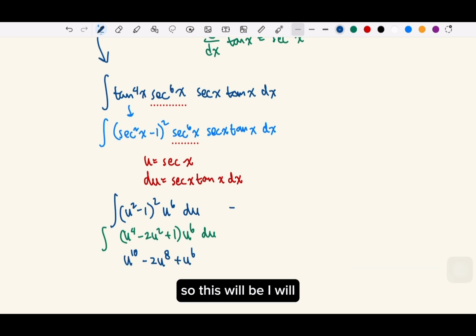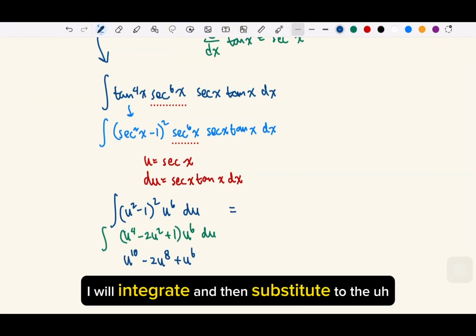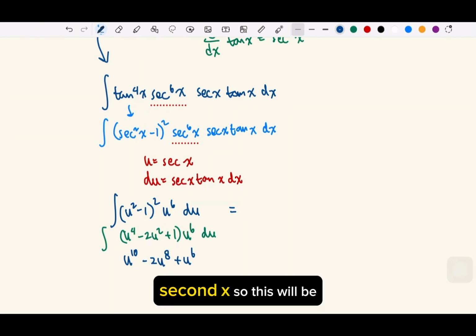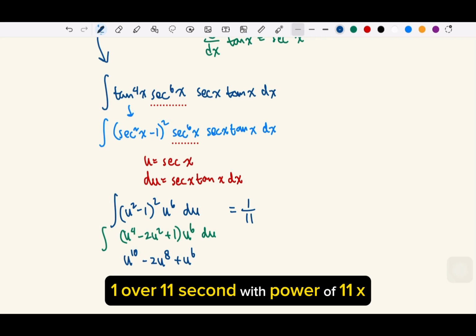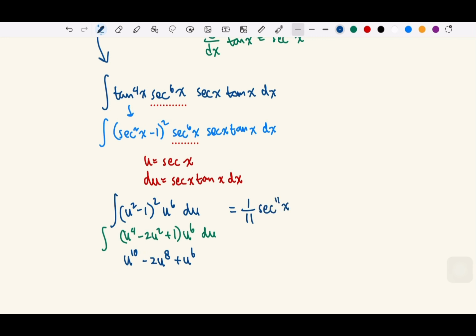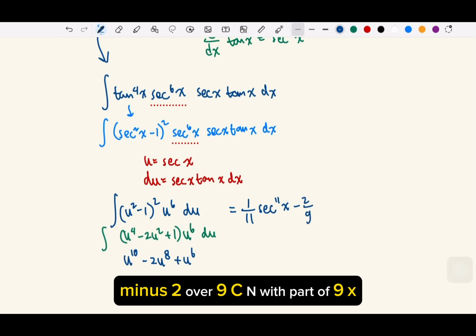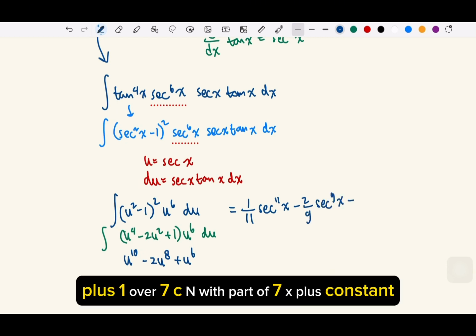So I will integrate and then substitute back to the secant x. So this will be 1 over 11 secant with power of 11 x, minus 2 over 9 secant with power of 9 x, plus 1 over 7 secant with power of 7 x, plus a constant.